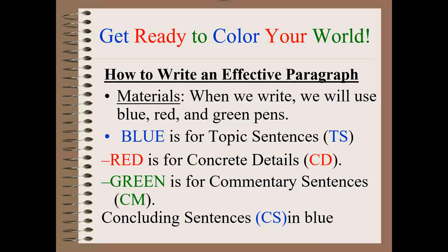And you can see here that you're always going to use blue when you write your topic sentences, and you have to learn these codes. TS is topic sentence. You have to use red when you do your concrete details, and those are called CDs. You have to use green when you do your commentary sentences, and those are called CMs. And you have to use blue again when you write your concluding sentences, and those are called CSs.